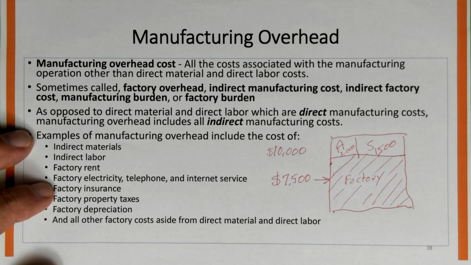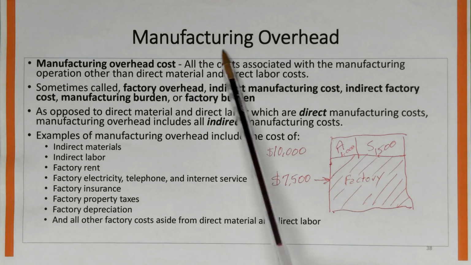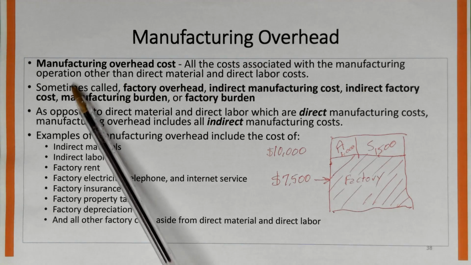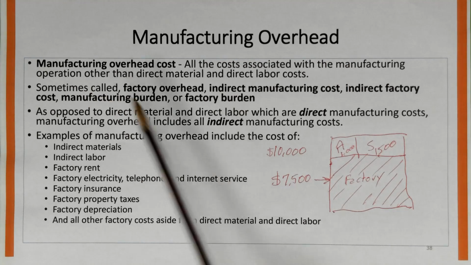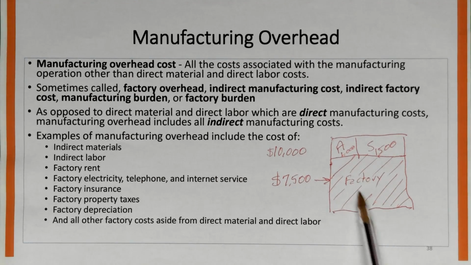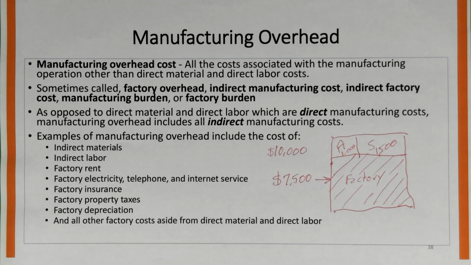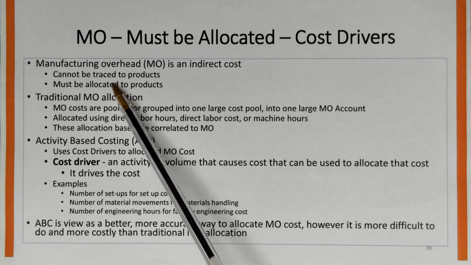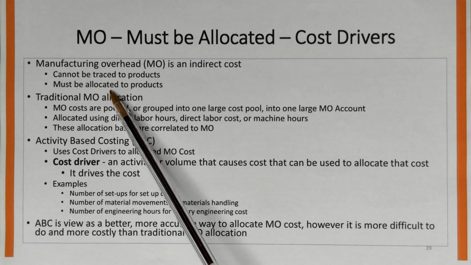So when we're talking about manufacturing overhead, we're talking about the cost associated with the manufacturing operation. That would be the factory cost. We don't want to include any cost associated with our administrative offices or our sales office. Now, manufacturing overhead is an indirect cost, and it cannot be traced to individual units of production. Rather, as an indirect cost, it must be allocated.